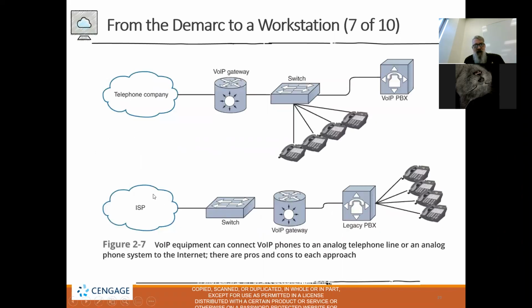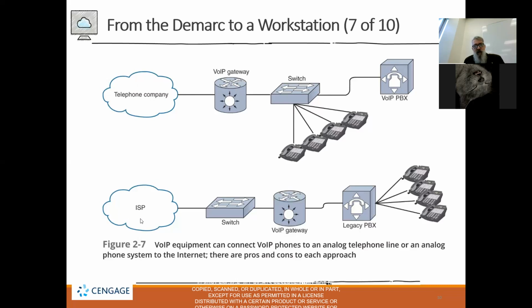So this would be an example. This diagram is to show you two different ways of looking at a voice over IP implementation. In the first one, we've got a network that's completely digital, including digital telephony. So we can connect those telephones directly to a switch, and then that switch is connected to a VoIP PBX. What we need here is some kind of gateway to connect to the telephone company, which may or may not have analog transmission.